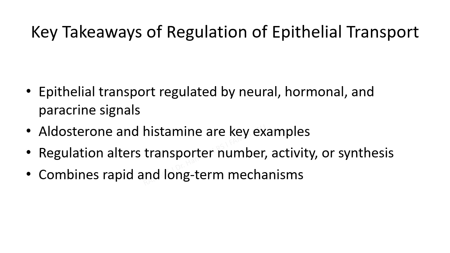So the key takeaways of this regulation in epithelial transport: epithelial cells adapt transport rates to systemic and local needs through multi-level regulation. Aldosterone and histamine are key examples. Regulation alters transporter number, activity, and synthesis, and combines rapid and long-term mechanisms.